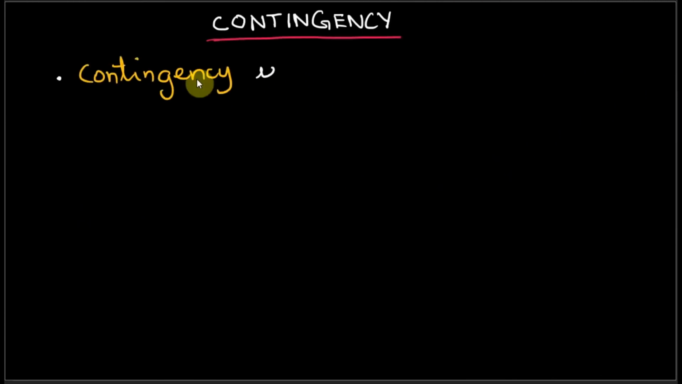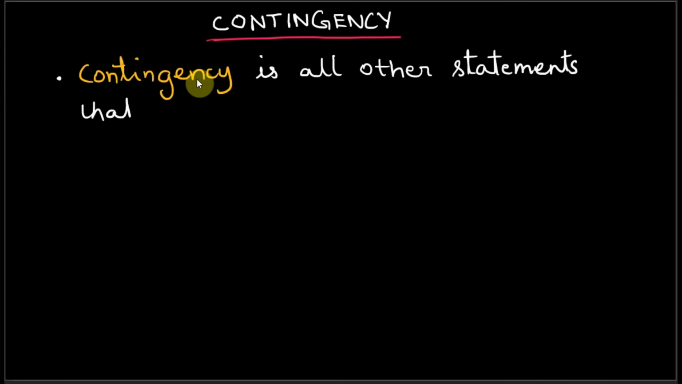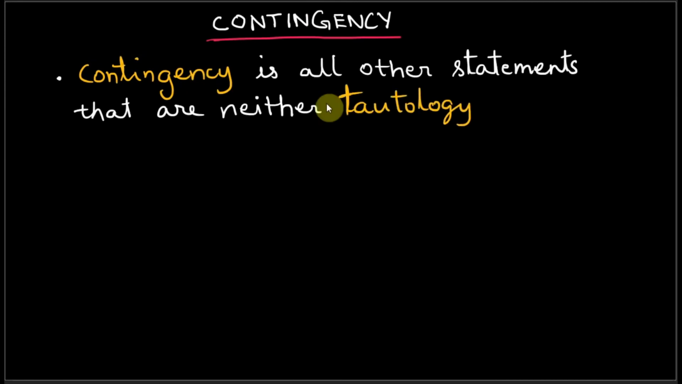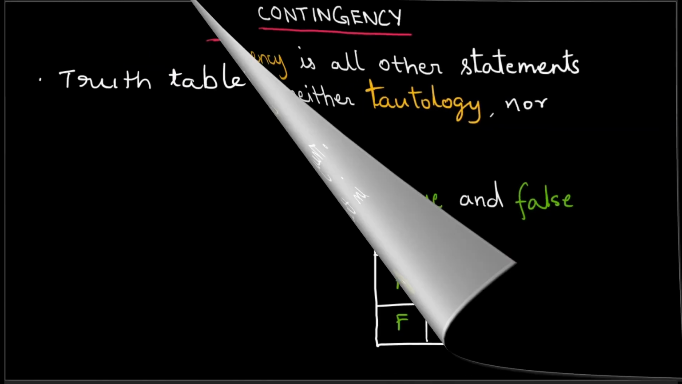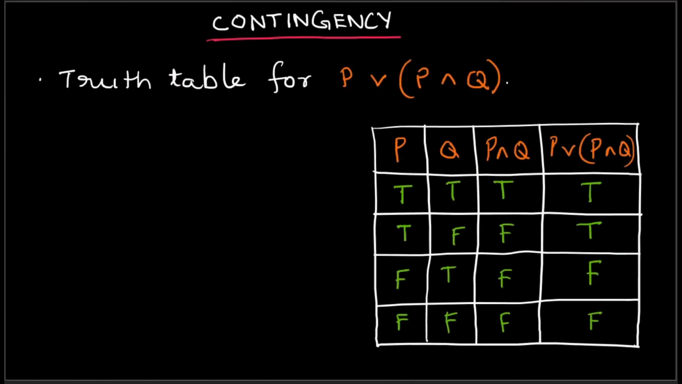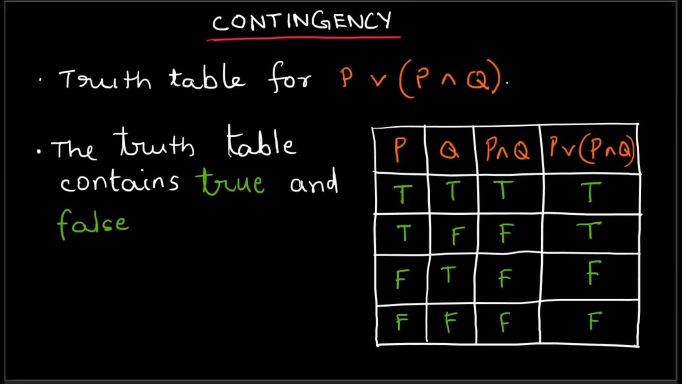Contingency is all other statements that are neither tautology nor contradiction. They have both true and false values in the output for input combinations. Let us take a look at the truth table of the statement P or P and Q. The truth table contains values that are false as well as true. This is a contingency.